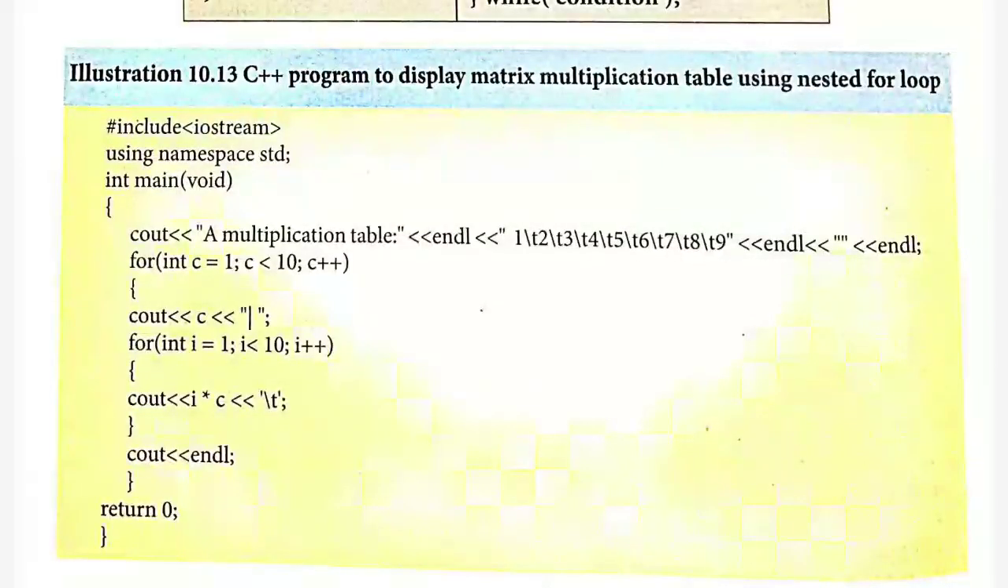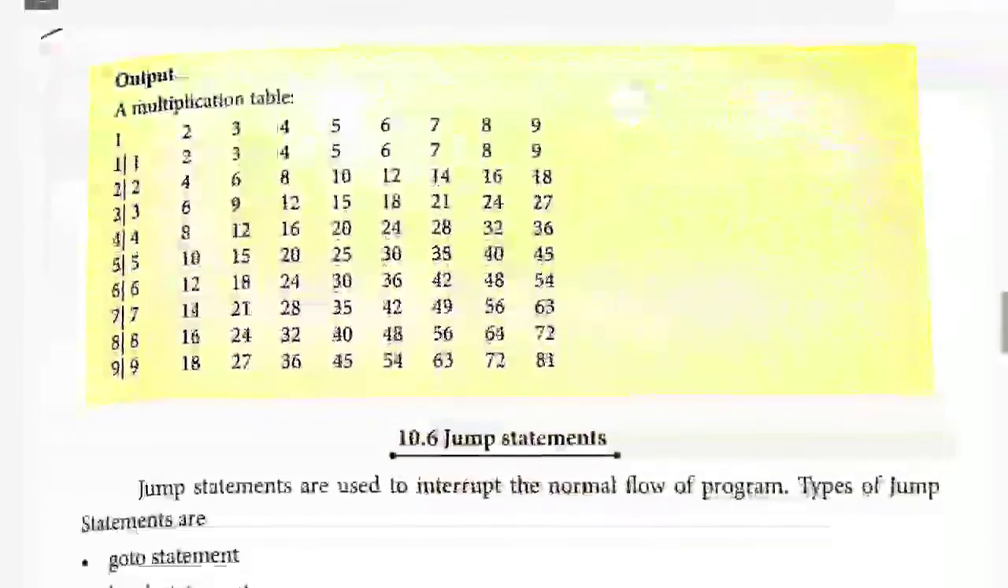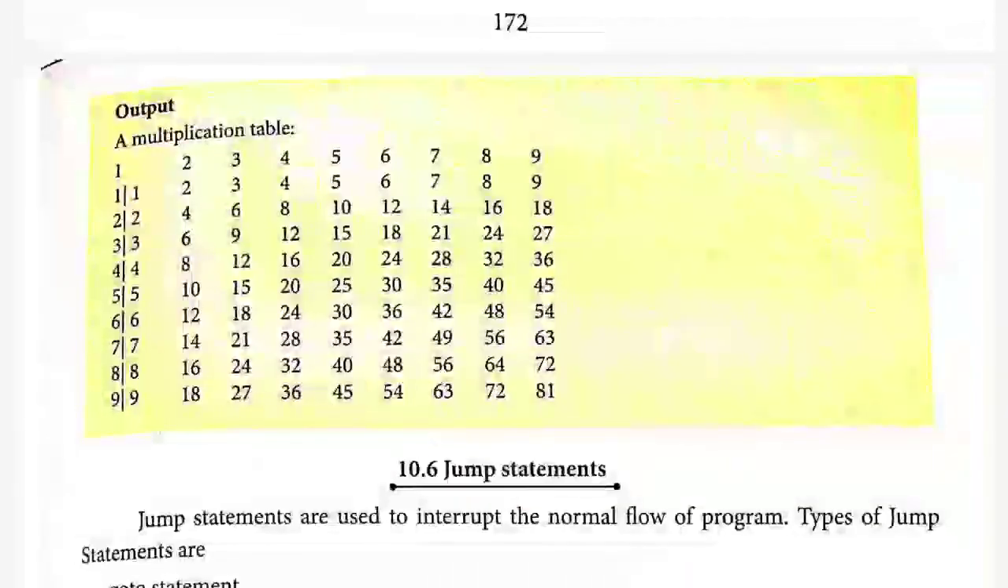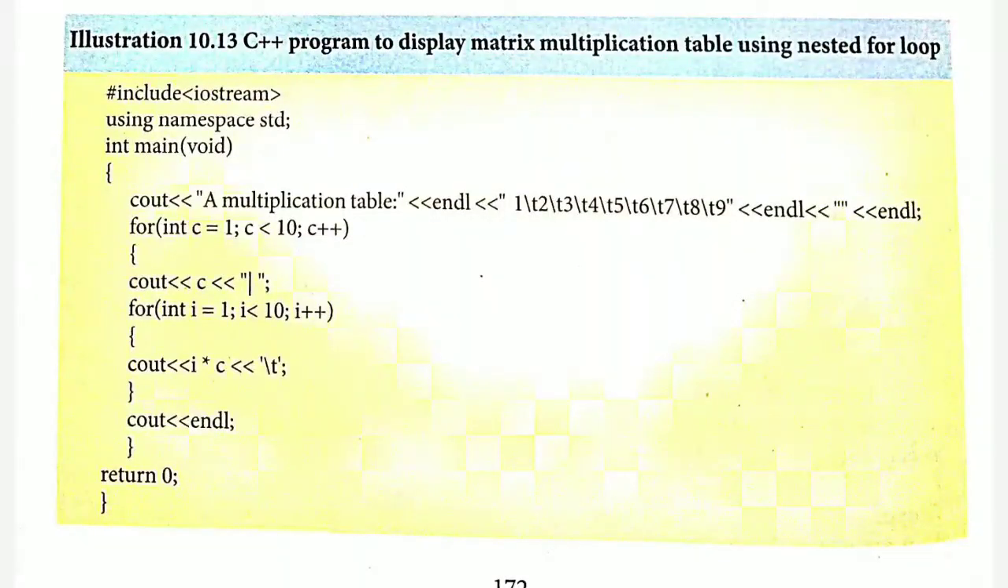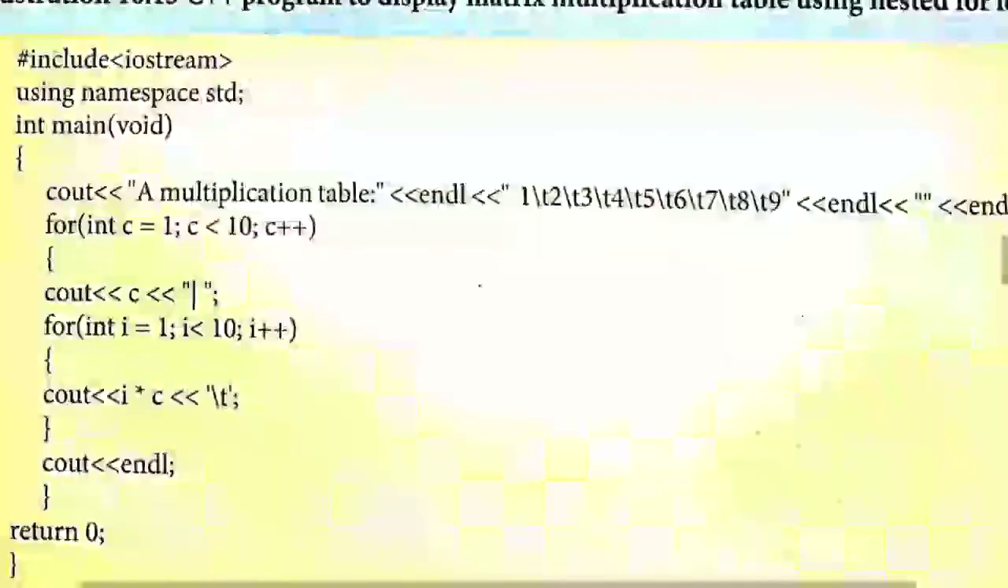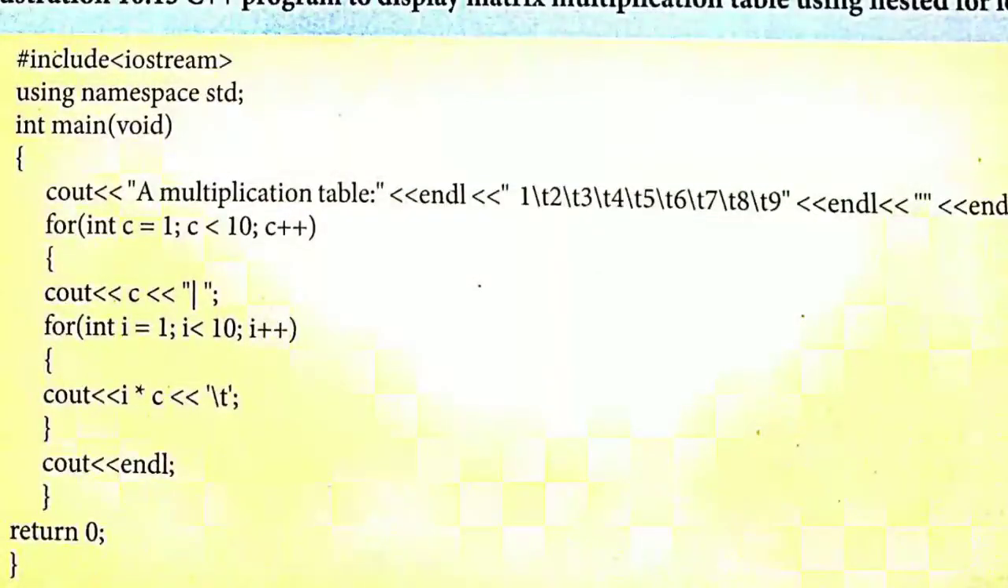A program to display a matrix multiplication table using nested for loop. Okay, so here they are creating a matrix-like set of values by using this nested for loop. Here you can see that they are going to print the multiplication table of 1 2 3 4 5 6 7 8 and 9.